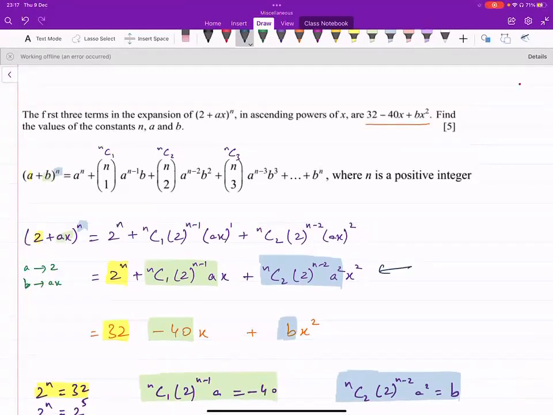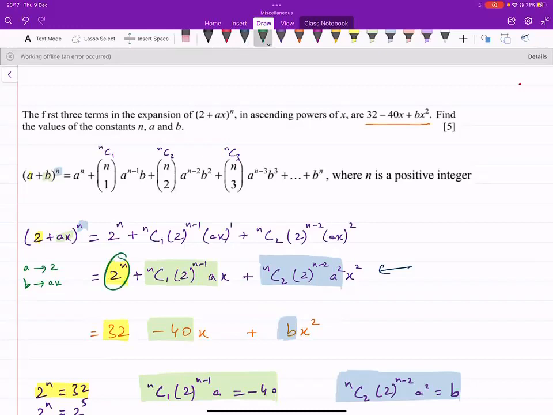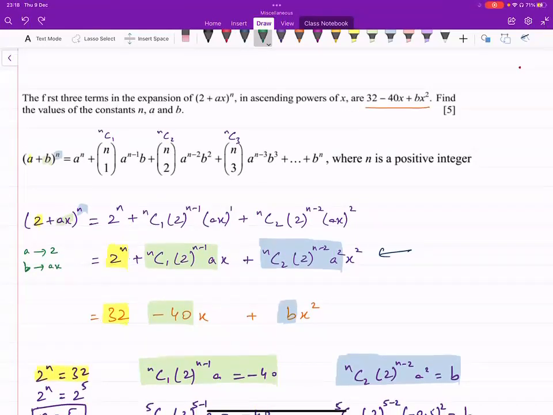But now you were given that the first three terms are actually 32 minus 40x plus bx squared. So all you do at this point is compare the two. You've got the constant 2 raised to power n in your expansion. The constant given was 32. So 2 raised to power n should be equal to 32. Similarly, the coefficient of x that you get here is this thing, and the coefficient of x that was given is minus 40. You equate both of them as well because they should be equivalent. And similarly, the coefficient of x squared from your expansion is this, and it was given to be b in the question itself. So you have this third equation from that.